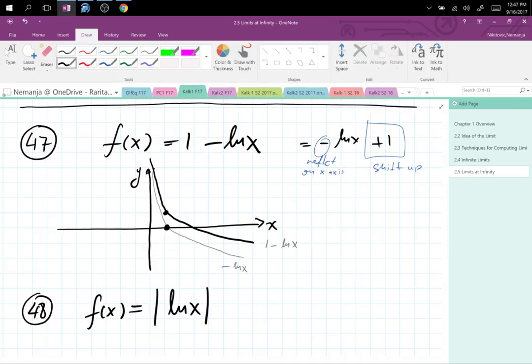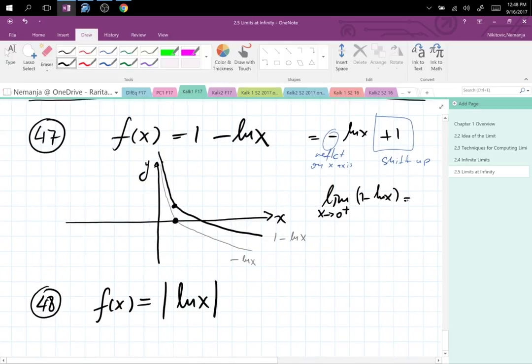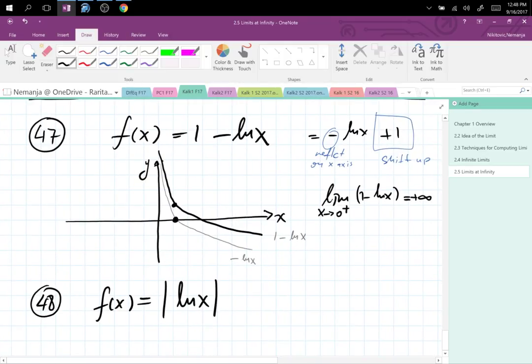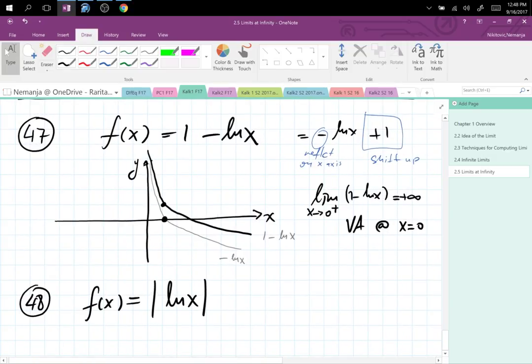And behavior. We see a vertical asymptote at 0. We see that the limit as x goes to 0 from the right, plus, of our function 1 minus ln x in parentheses is positive infinity, which means vertical asymptote at x equals 0. We also see that the limit as x goes to positive infinity of our function 1 minus ln x is negative infinity, which is the end behavior.